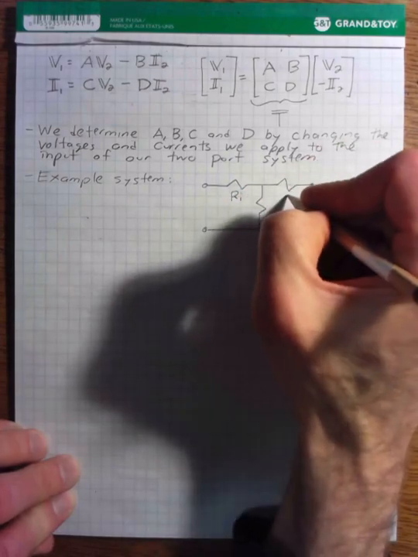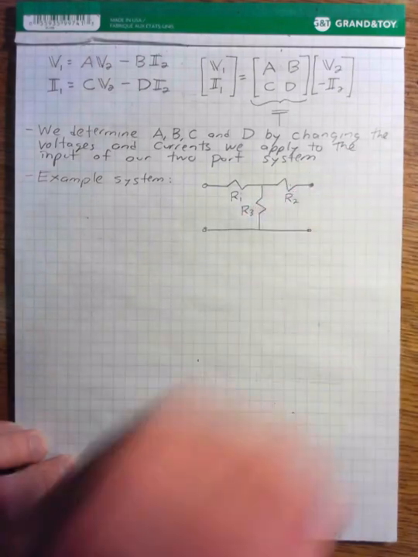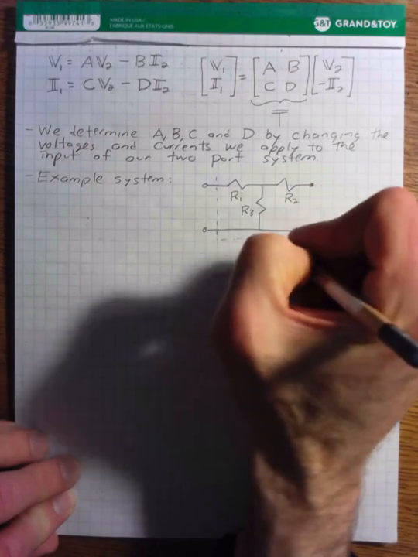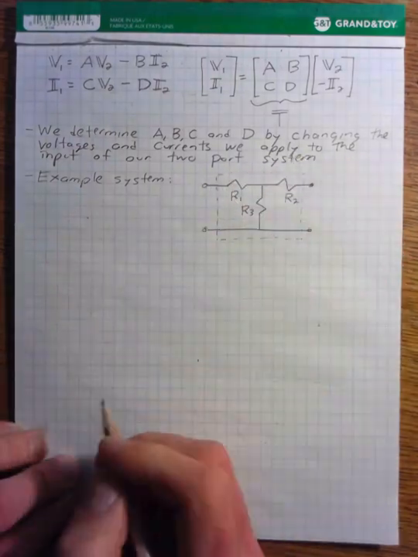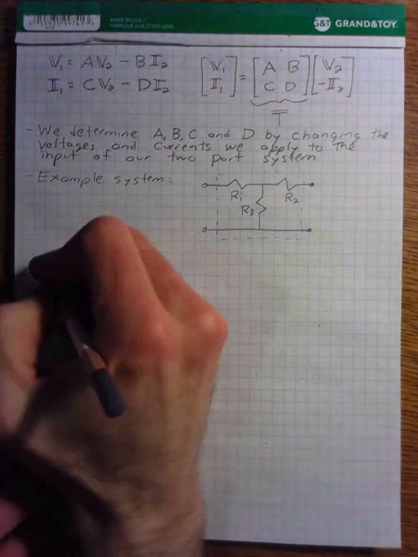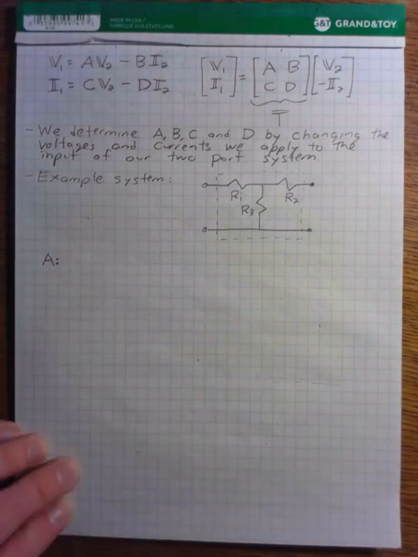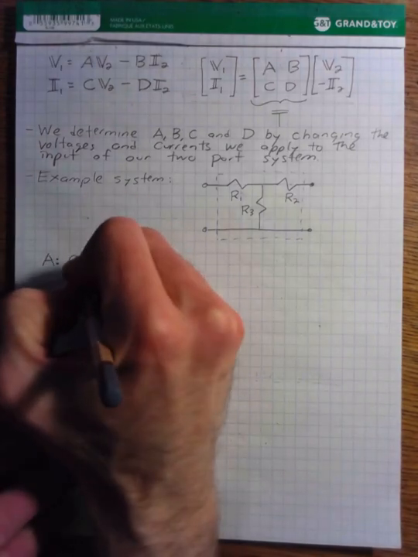R1, R2, and R3. And if we were to draw a black box around this system, it would look like that. And so I want to start by solving for A. And A has a name, and we refer to it as the open circuit voltage ratio, and you'll see why we call it that in a second.